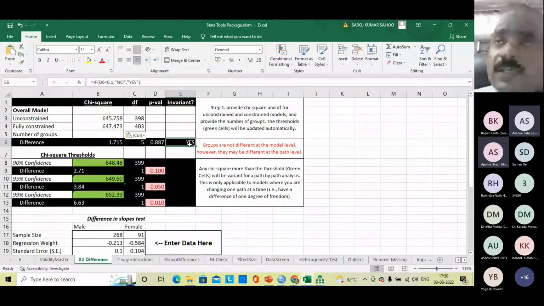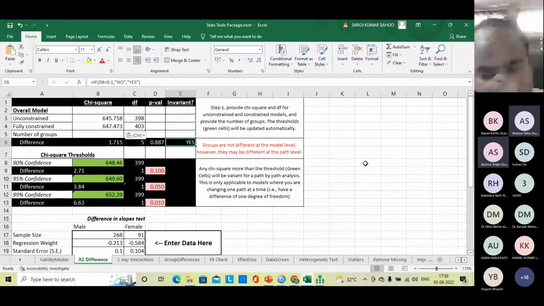That means there is no difference over male and female so far as the 5 indicators that are measuring factor 2 are concerned. Those 5 indicators measuring factor 2 are not significantly differing over male and female. That means we win in the invariance. Invariance is justified. Here it is written yes.